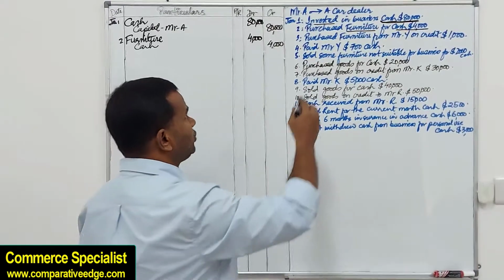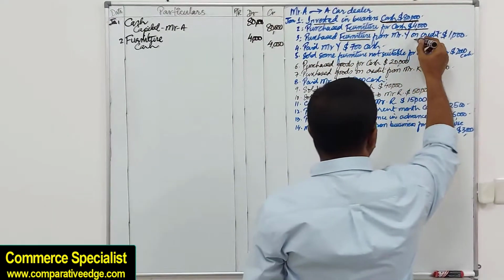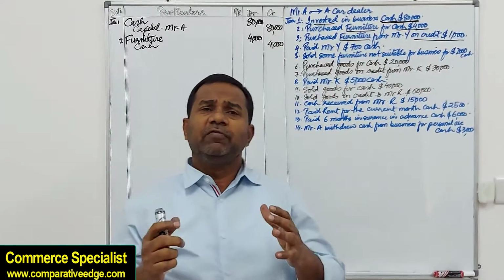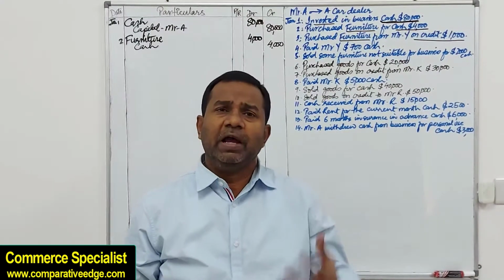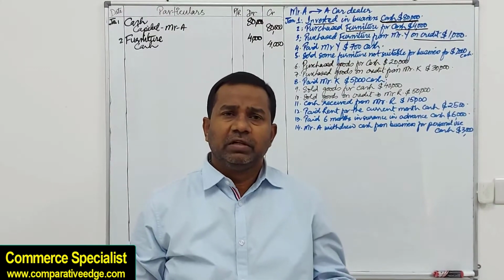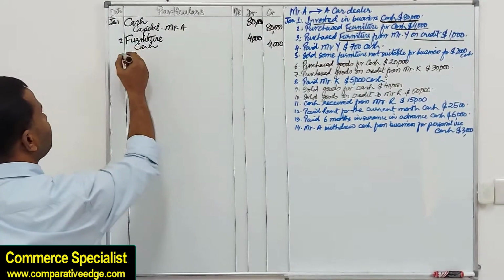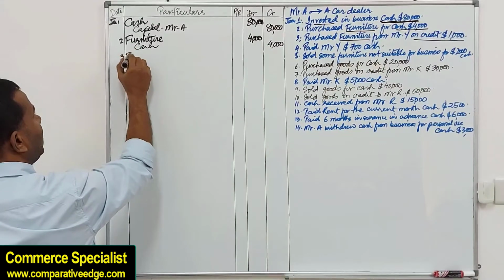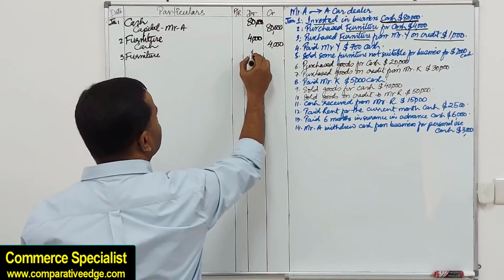Coming to the third transaction. Again, purchase furniture, but this time on credit from Mr. Y, 1,000. Now when you're buying furniture, furniture is an asset. Obviously you buy, the asset value increases. Increase in an asset is a debit. So I am debiting furniture again by 1,000. Entry number 3, that's January 3rd. Furniture debit again by 1,000.